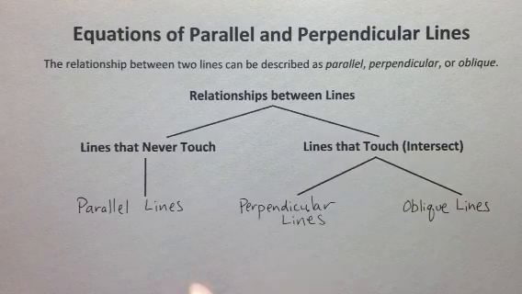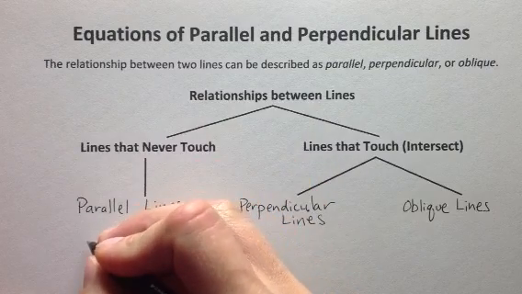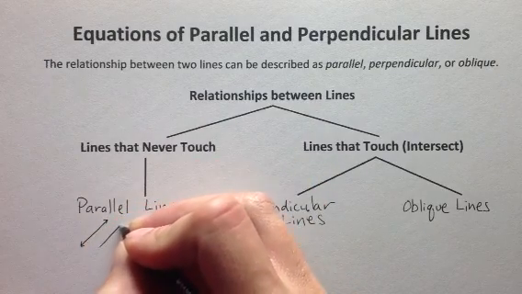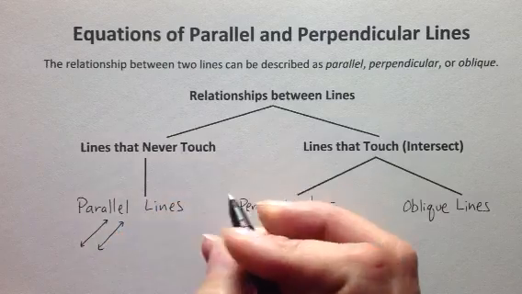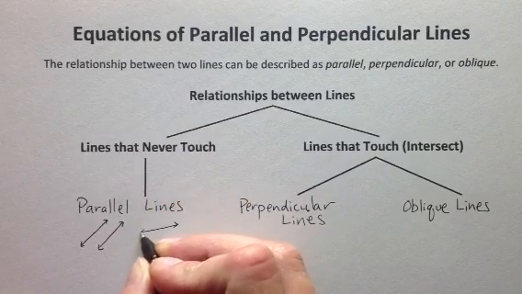So let me define these. I'm going to use some pictures to help define them. Parallel lines never touch. The orientation does not matter at all. Okay, they could look like that. They could look like that. Doesn't matter.